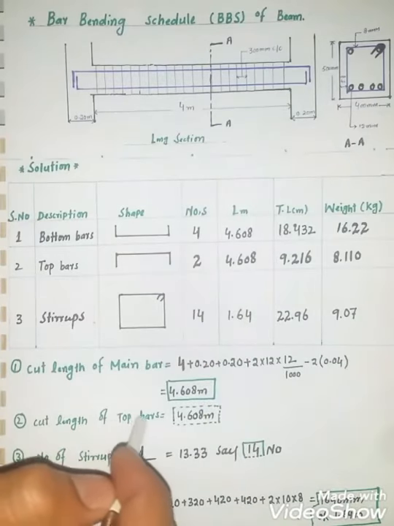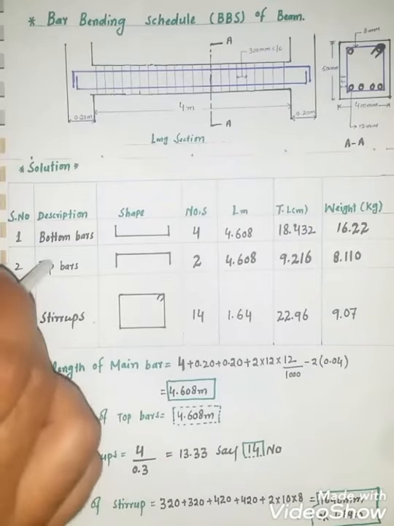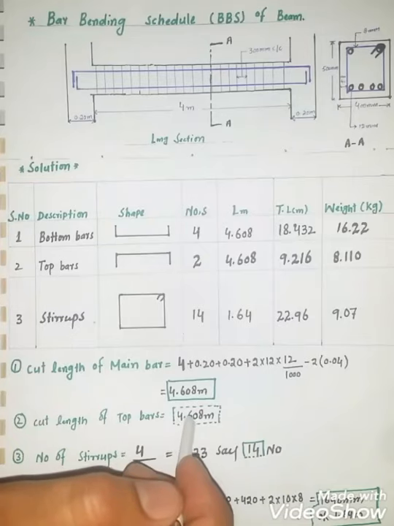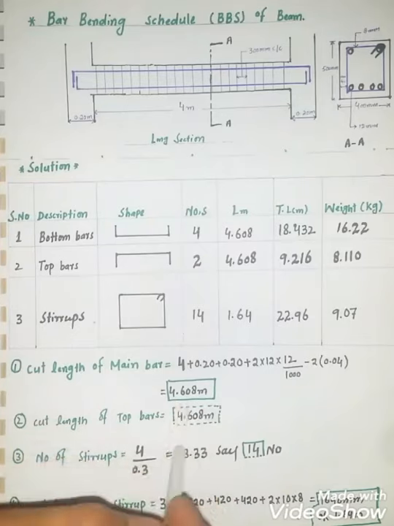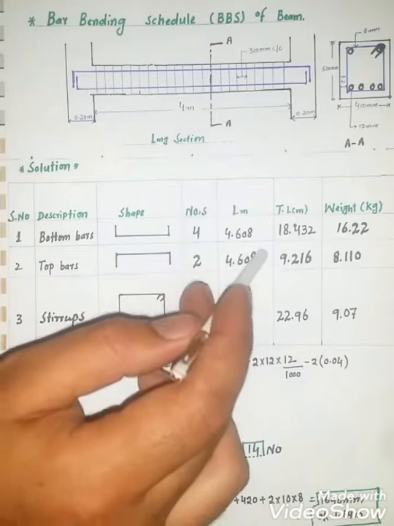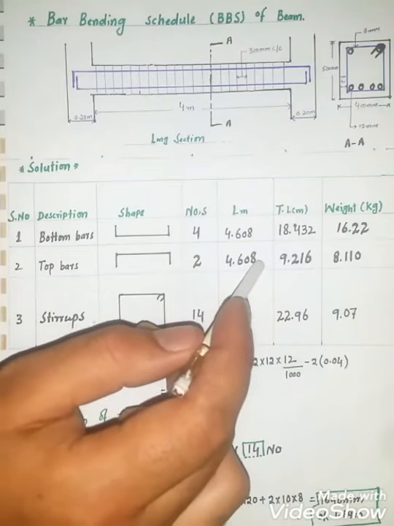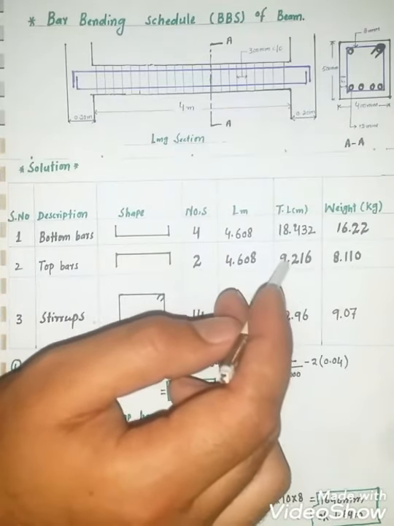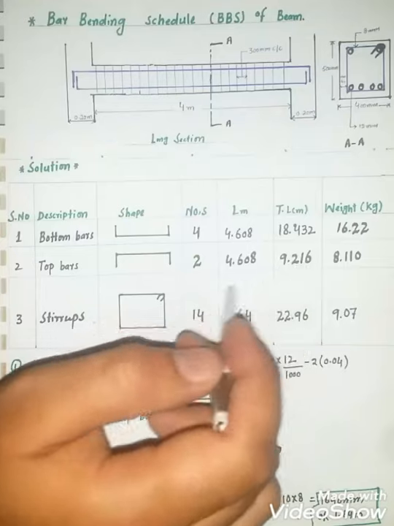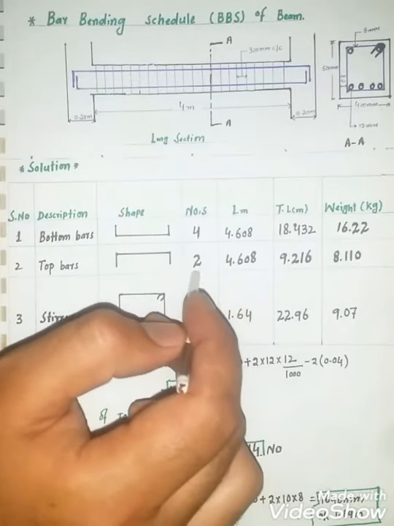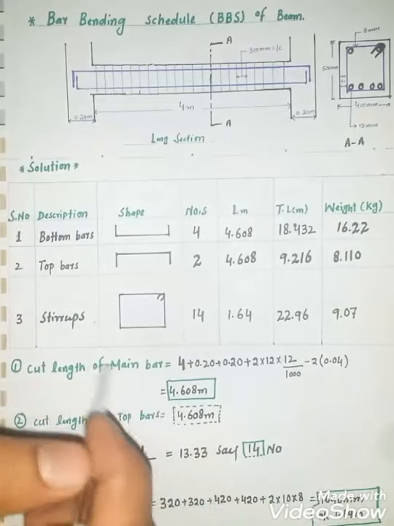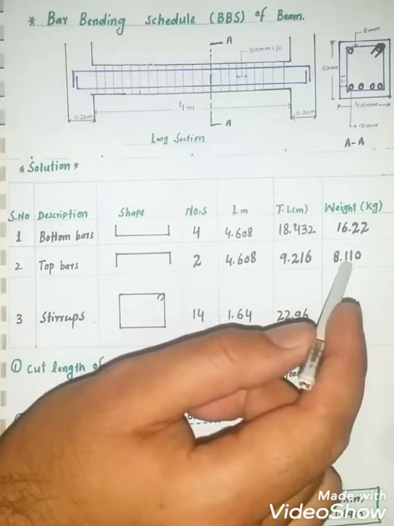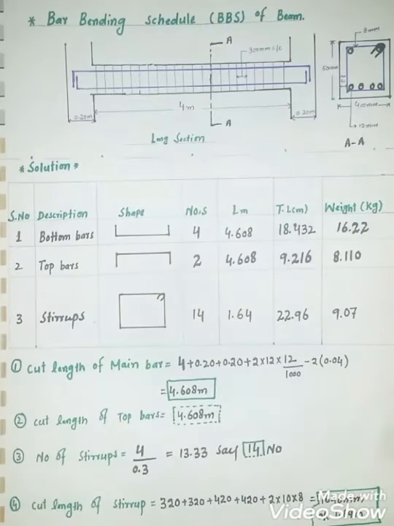Cut length of top bar and bottom bar have the same cut length, 4.608 meter. This is the cut length for the top bar. The total length of the top bar is 9.216. You just need to multiply this value with this value. And the weight of the top bar is 8.110.